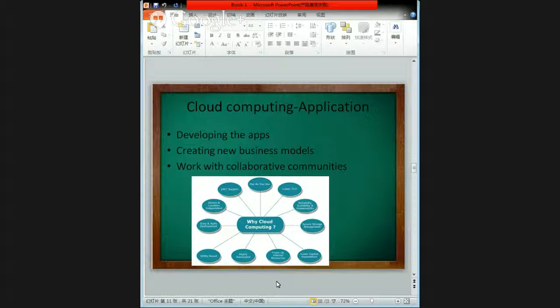Now, for the application of cloud computing, these three are very specific fields: developing PCs, creating new business models, and working with collaborative communities. It has a large range. Any fields about data are connected to cloud computing.